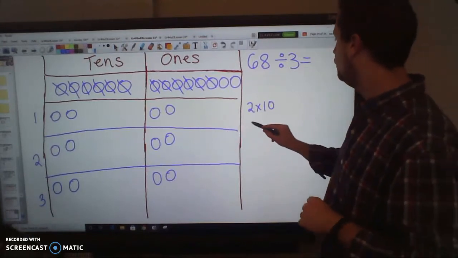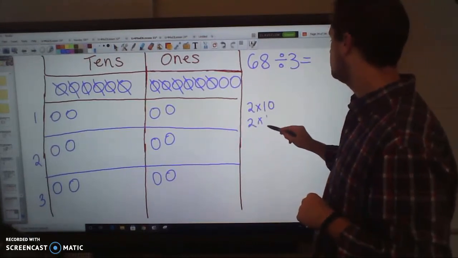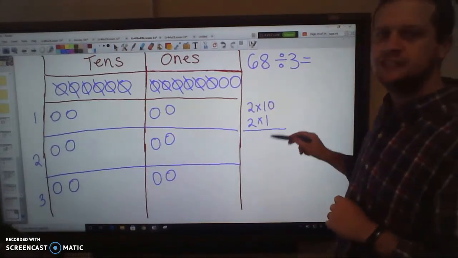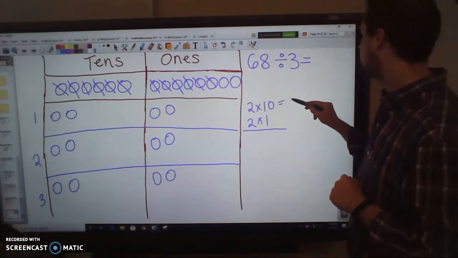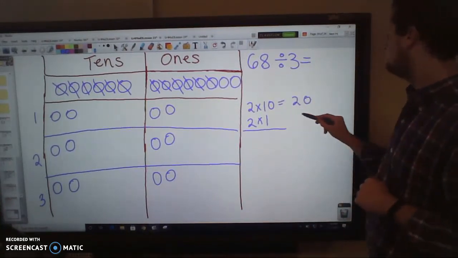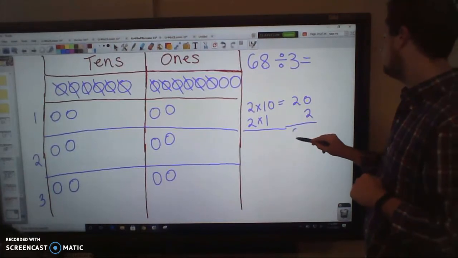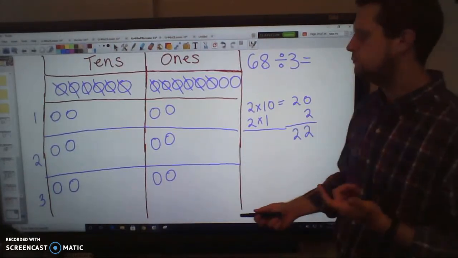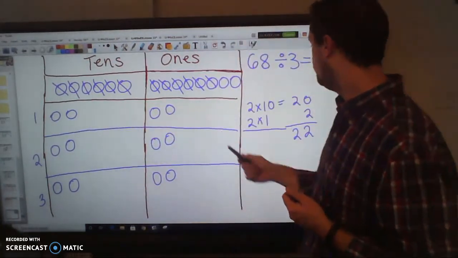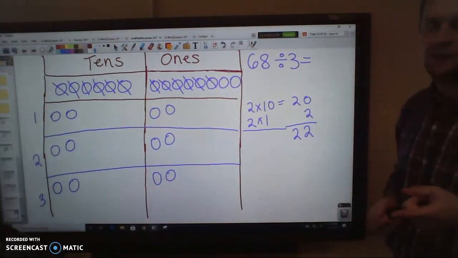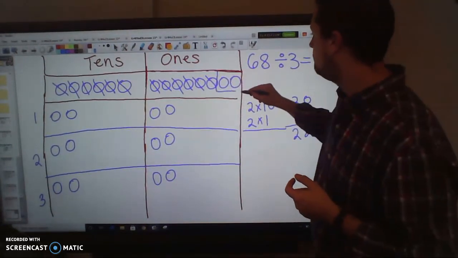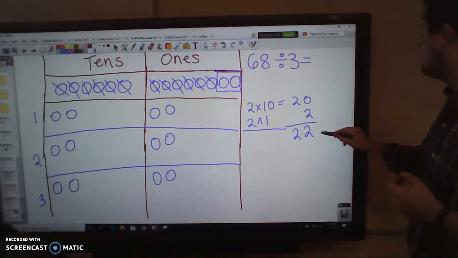And I have 2 1s. 2 times 10 is 20. 2 times 1 is 2. That would be 22. Makes sense. 22. Okay? Now the only thing I can't forget is my remainder. So I have 22 remainder 2.